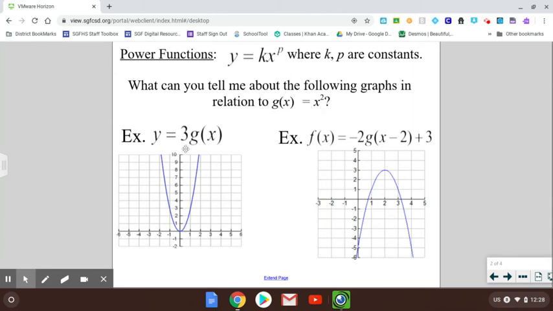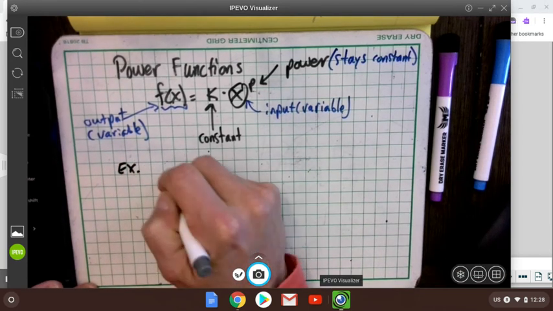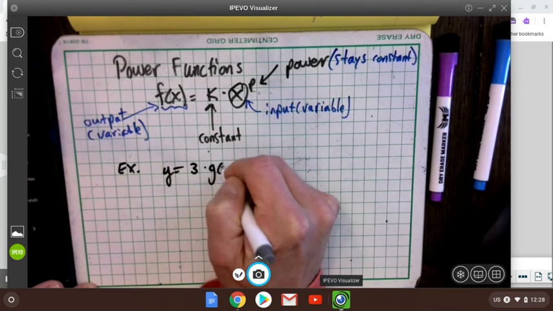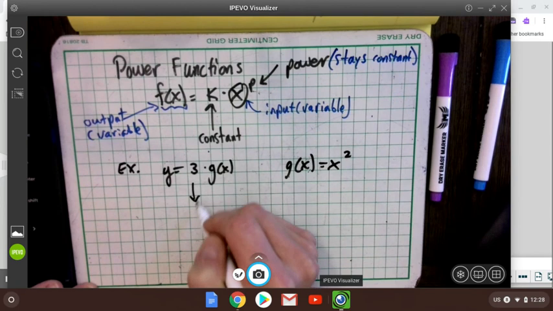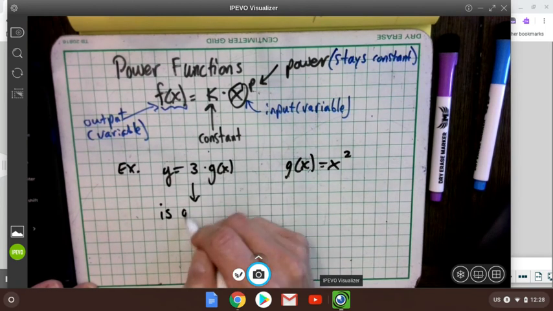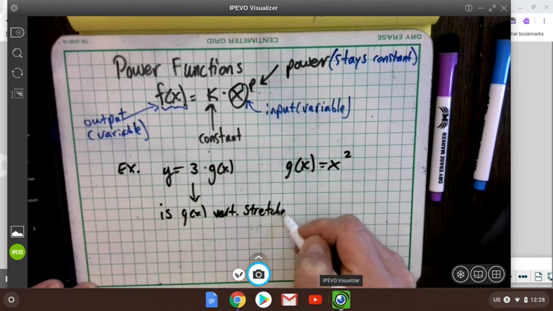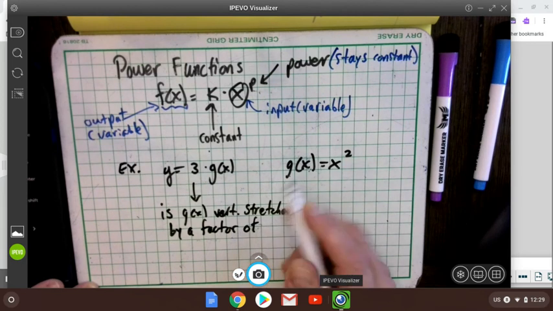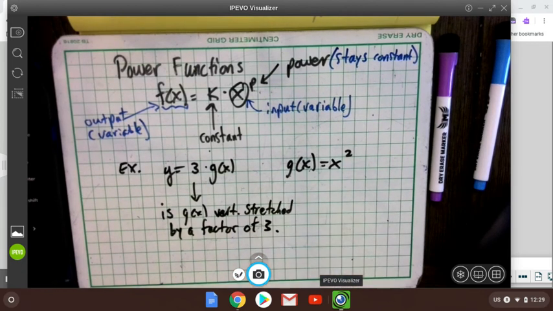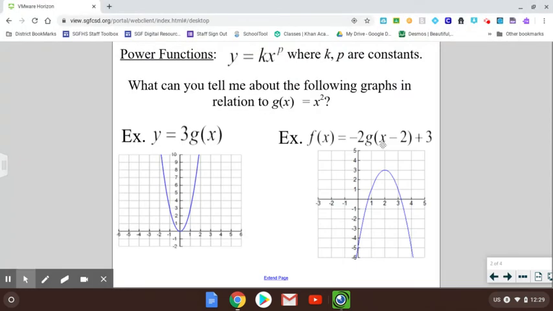All right, well, this guy right here, 3g of x. These are examples from the notes. Y equals 3 times g of x, and they're saying that g of x is equal to x squared. Well, we know this guy is g of x vertically stretched by a factor of 3. And if you don't know that, bury that deep inside you. That's the only thing we've talked about for the entire year.